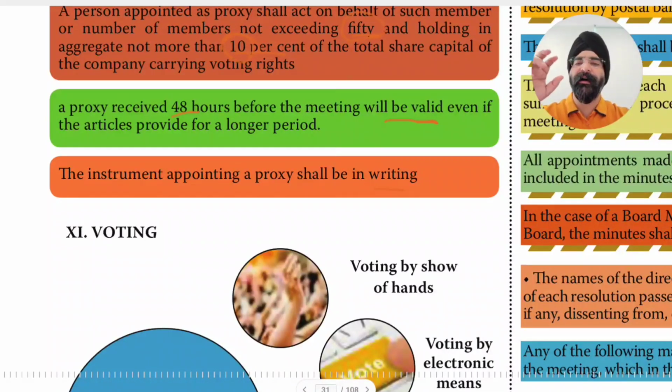What if articles provide 24 hours? So if articles provide that we will accept proxies even 1 hour before the general meeting, then that will be counted. But articles cannot provide a timeline beyond 48 hours. Okay, 48 hours is the maximum timeline that cannot be breached. It means the time to be given to members to give a notice of proxy cannot exceed 48 hours. It can be reduced by way of articles of association of the company.